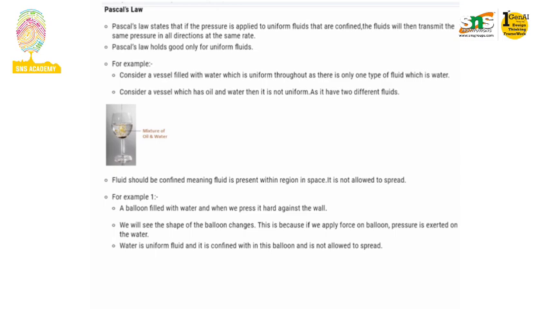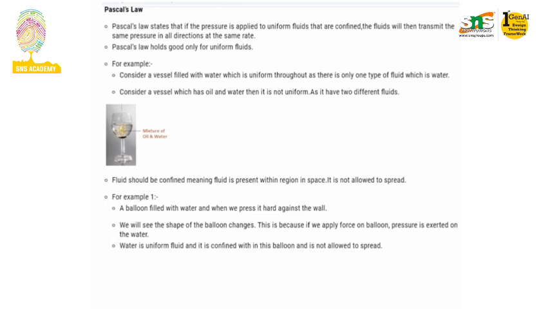So on applying pressure, water is a uniform liquid and it is confined within the balloon and it is not allowed to spread. On applying pressure, it is transmitted in all other directions. Okay, so this is the concept of Pascal's law. Pascal's law states that when pressure is applied to uniform fluids that are confined, the fluid will then transmit the same pressure in all directions at the same rate.